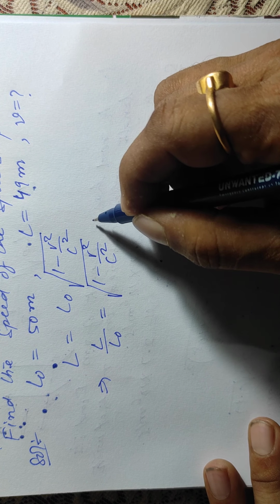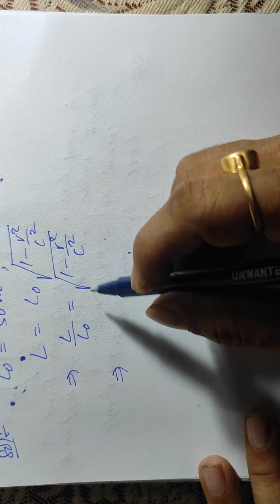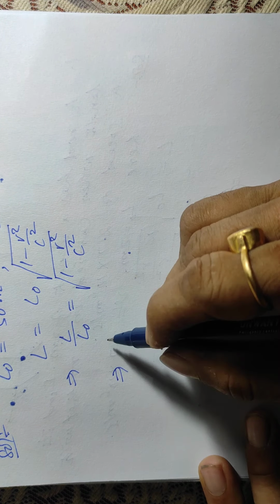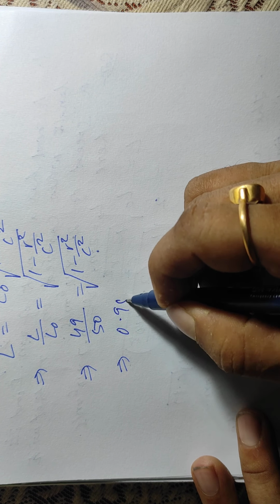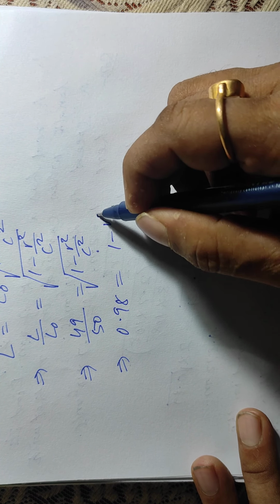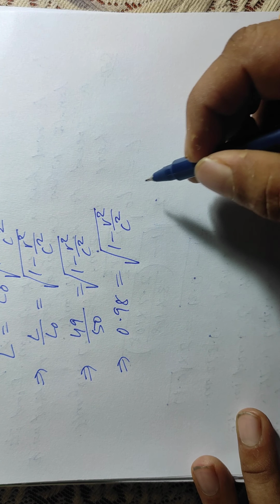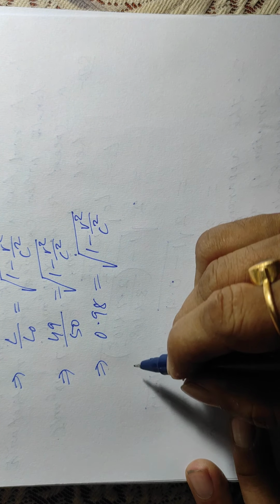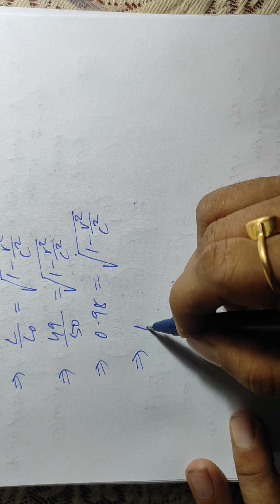Clear? And L by L0, here L is equal to how much? 49. 49 by 50 is equal to square root of 1 minus V square by C square. And 49 by 50 will be 0.98, is equal to square root of 1 minus V square by C square. Clear? And squaring both the sides, we get 1 minus V square by C square is equal to 0.98 whole square, which is equal to 0.9604.